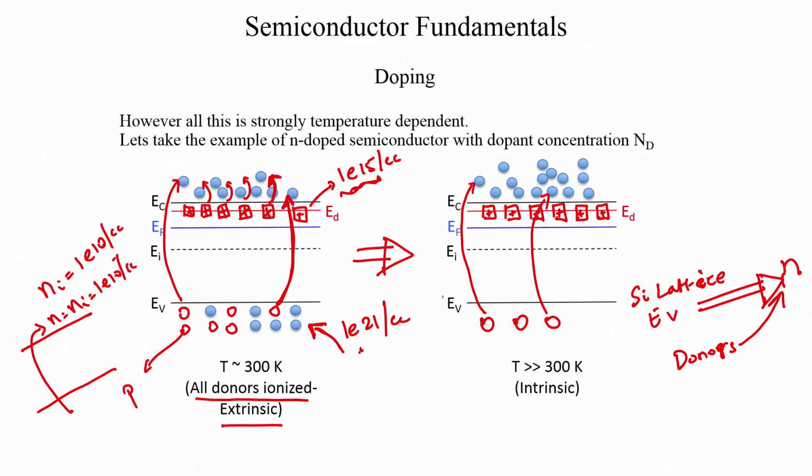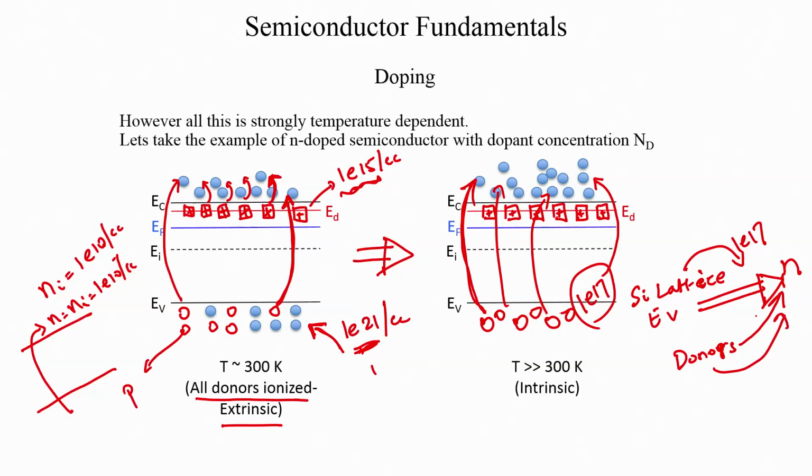But now as we keep increasing the temperature, almost all the silicon atoms, we are talking about 1E21 or 1E22 silicon atoms, are going to start giving up their electrons. So, let us say we have 1E17 silicon atoms that have given up their electrons. Which means that the contribution of the silicon lattice to N is 1E17, and the contribution of the donors has not changed: it had only 1E15 to give, so it is 1E15.